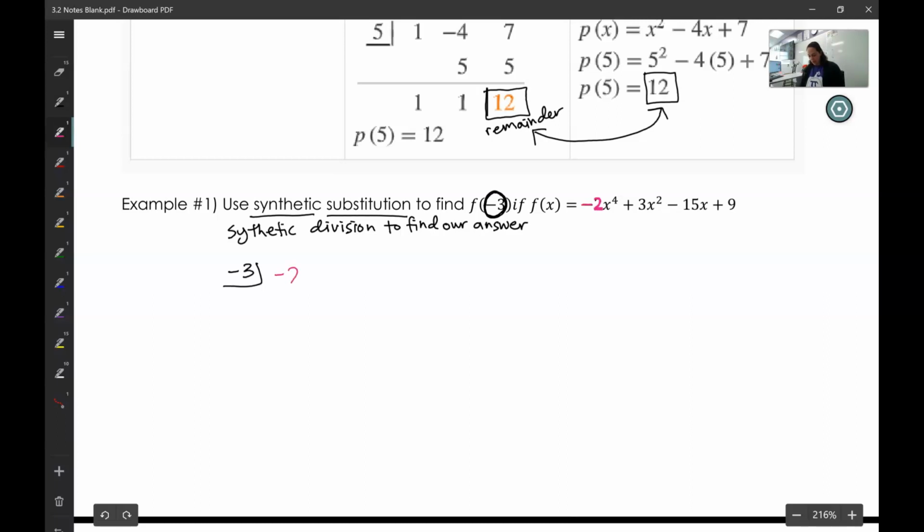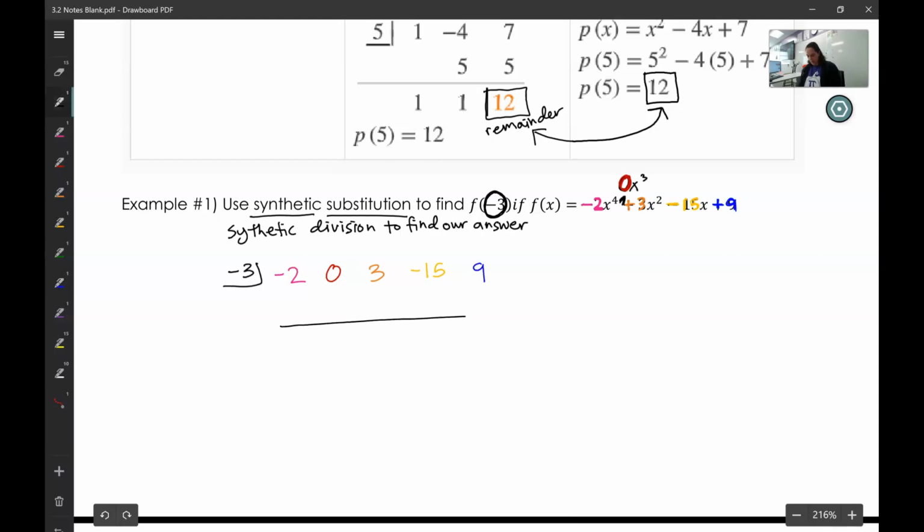So we list our coefficients first: -2, +3. Oh, but wait. Looks like I have a placeholder right here because I'm missing an x cubed term. So I have a placeholder of 0 x cubed, because I think in descending order: x to the 4th, x cubed, x squared, x, no x's. Now we're good. Next is that +3. Then I have -15. And finally, +9.